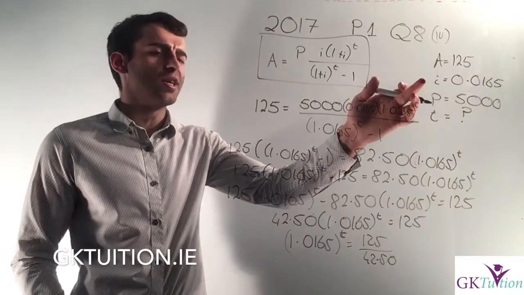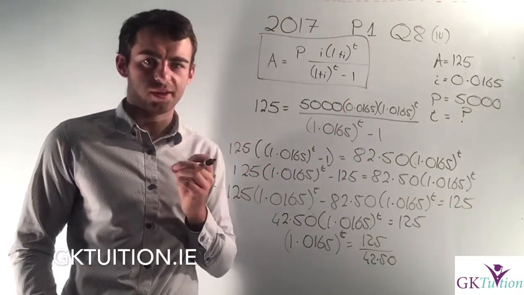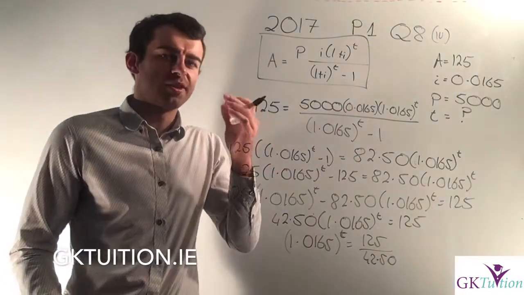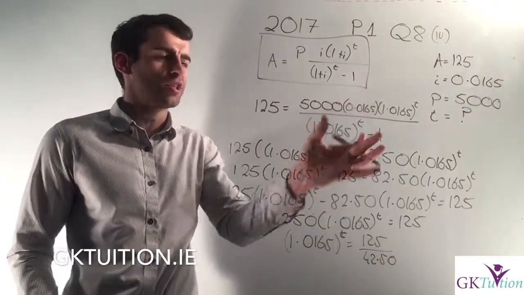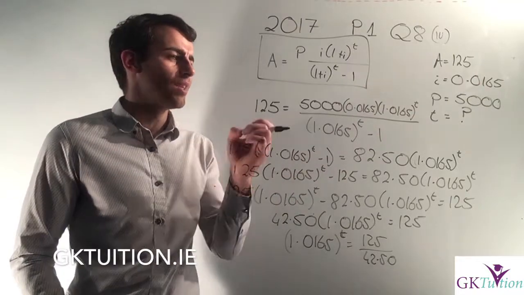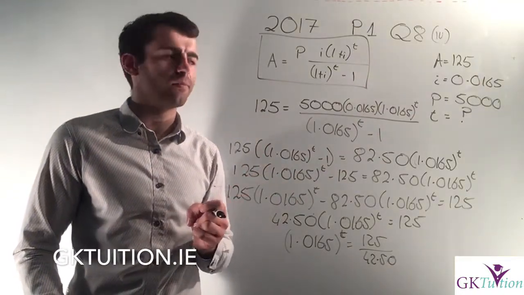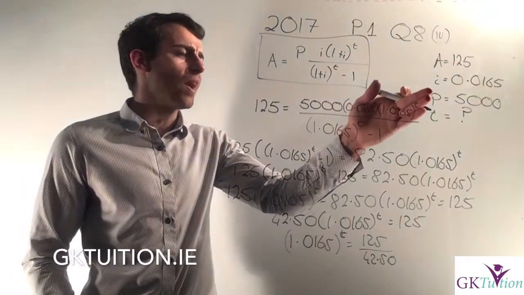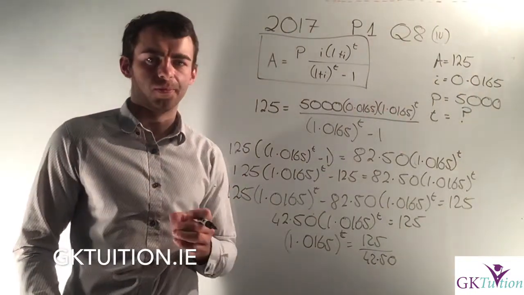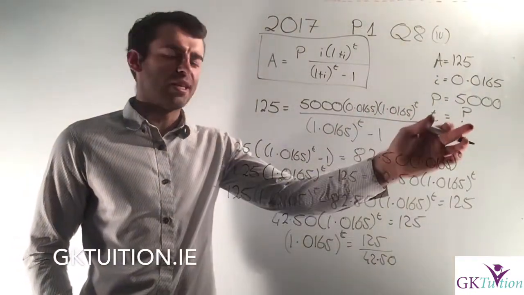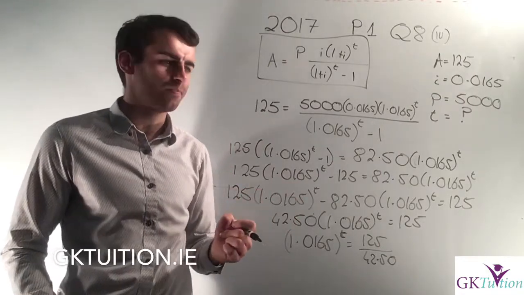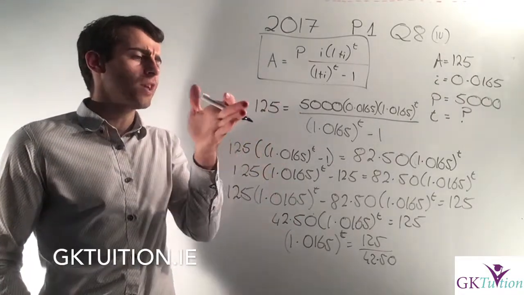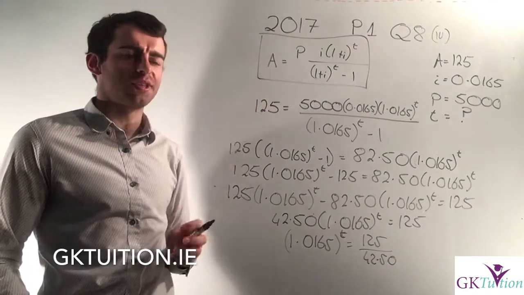And notice that I'm using it as a decimal as opposed to a percentage. So the answer to B part 2 was 1.65%, but when I'm using it in a question, I need it as a decimal. So I need it as 0.0165. And P is the value of the debt, which is €5,000. So the only thing I don't know is T, or in other words, how long it's going to take him to repay this debt.